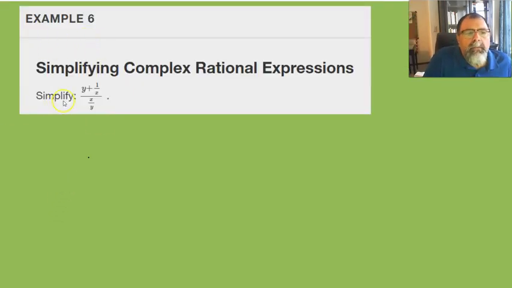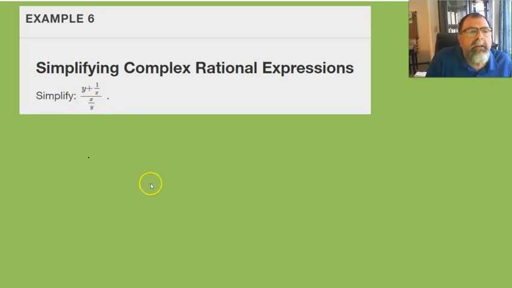Example 6, simplify y plus 1 over x over y. So we got a rational expression in the numerator because of the 1 over x. We have a rational expression in the denominator. So our first step is we want to make this one fraction, one rational expression on the numerator. And do the same with the denominator for the second step.